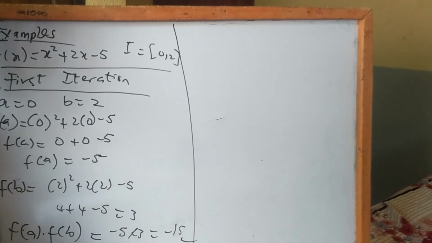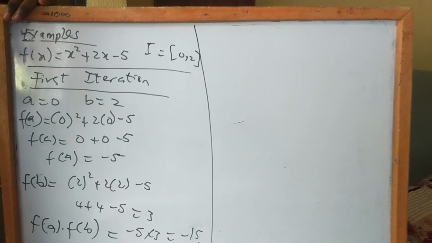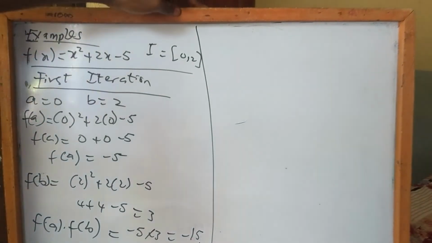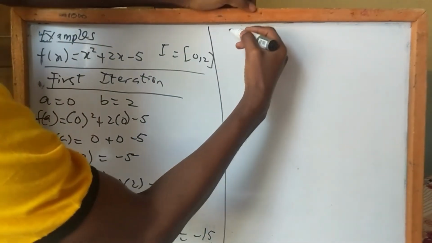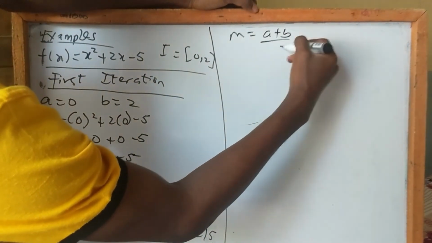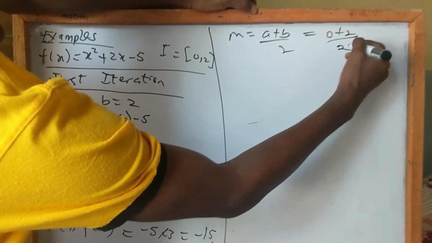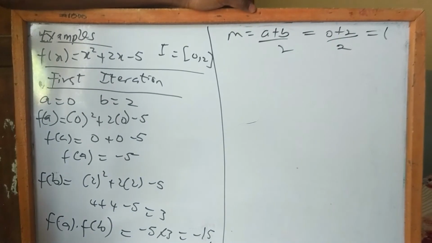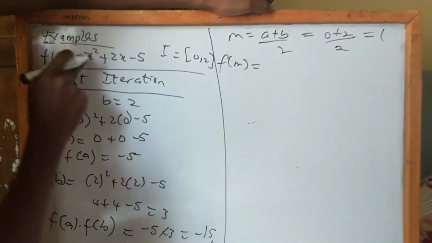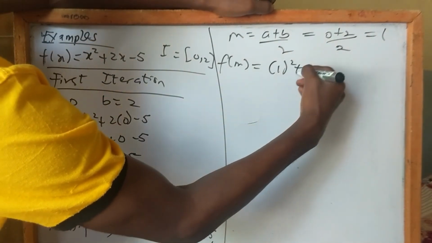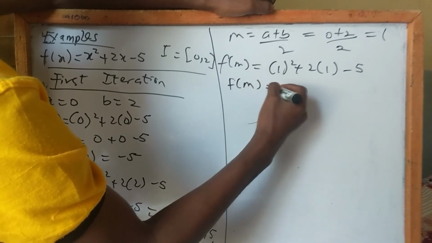The next thing we are going to have to do is to calculate m, which is the midpoint, which will serve as the root in that particular iteration. So let's see how we can calculate the midpoint. M is a plus b over 2. Our a is 0 and our b is 2, so 0 plus 2 over 2. So our m is 2 over 2, that is 1. That's the midpoint. So we're going to find f of m now before we go to step 3. In this step 2, f of m is equal to 1 squared plus 2 times 1 minus 5, which is 1 plus 2 minus 5, which is 3 minus 5.